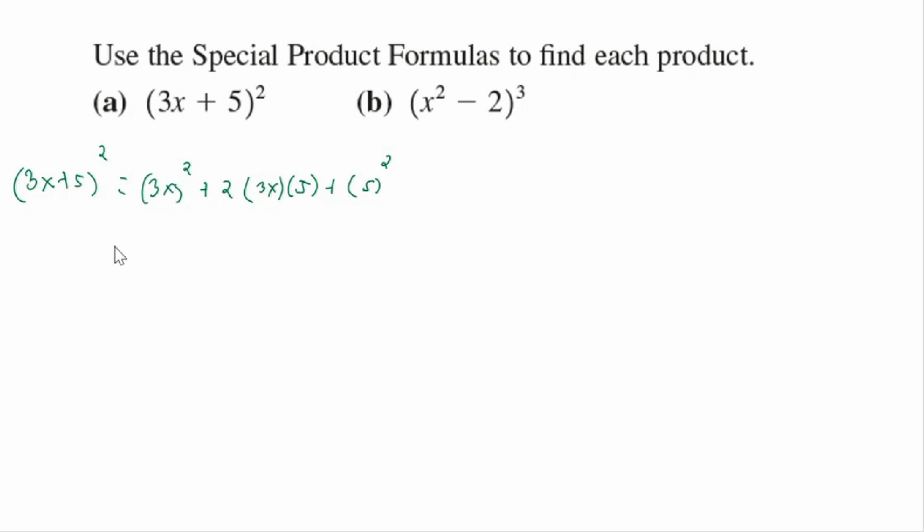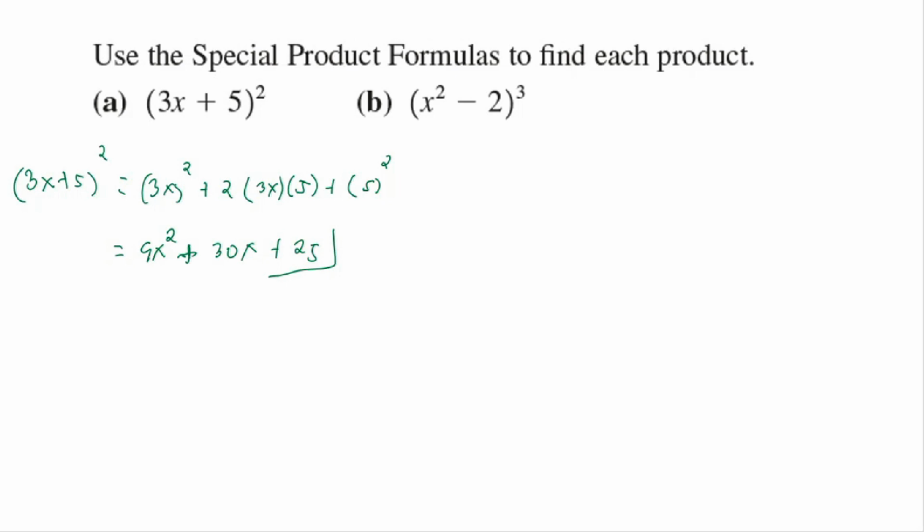Now, let us simplify it further. The square of 3x is 9x squared, plus multiply first the two terms and then double it, or twice. 3x times 5 is 15x, times 2 becomes 30x, plus the square of 5, which is 25. So that's the answer for letter A.